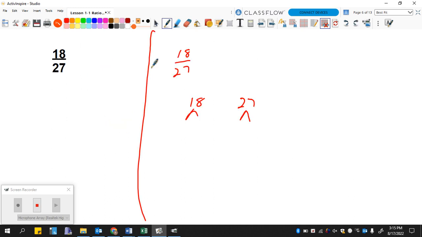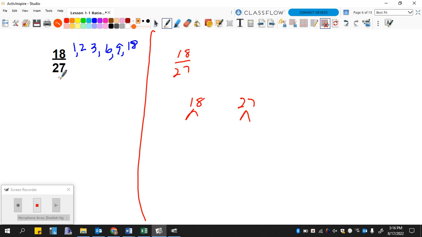All right, 18 over 27. Okay, well, these are relatively small numbers, so we could do it using a factor tree, or we could do it using the common factor, greatest common factor. Factors of 18 are 1 and 18. We just figured it out. 1 and 18, 2 and 9, 3 and 6. Okay, and then 4 no, 5 no, and 6 no.